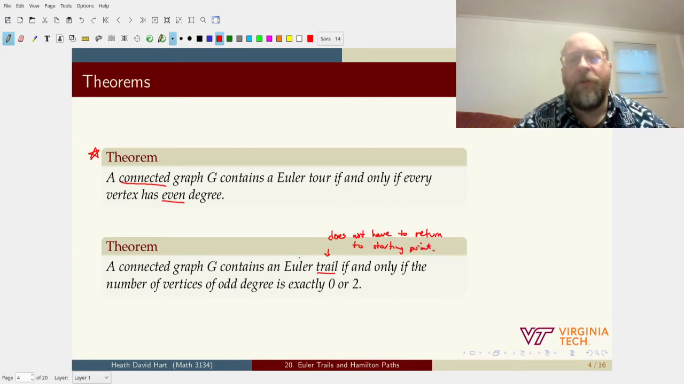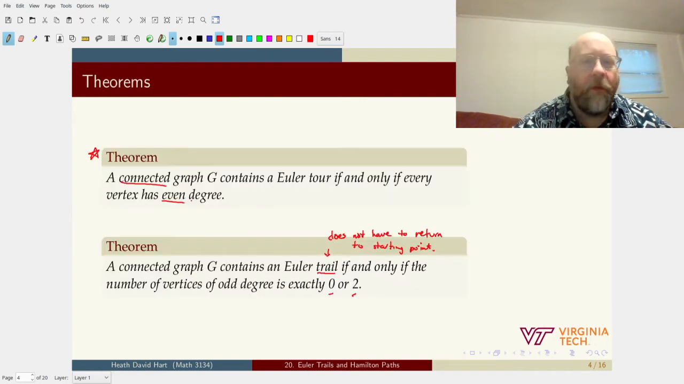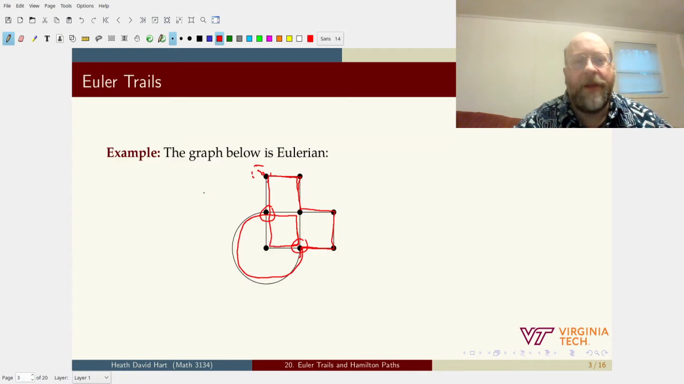If it doesn't return to the starting point, then the starting point might have an odd degree, and the ending point might have an odd degree. And so we have an Euler trail if the number of vertices of odd degree is either 0 or 2. But those are the only cases. Okay. We have not formally proved this theorem, but I think the explanation up here sort of gives you an idea of what's going on.